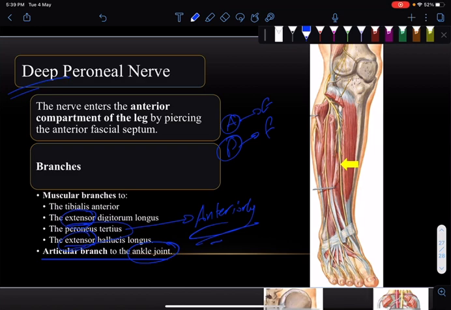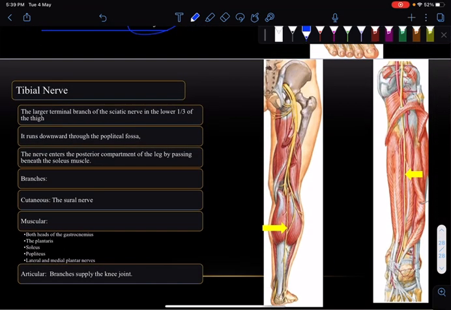الني من الtibial nerve هسه هنشوف. هي tibial nerve, which is the larger terminal branch of the sciatic nerve in the lower third of the thigh. It runs downward through the popliteal fossa. أكيد the nerve enters the posterior compartment of the leg. هسه popliteal fossa تمام. The nerve enters the posterior compartment of the leg. Posterior compartment سواء superficial or deep بفوت وبعطيهم supply.